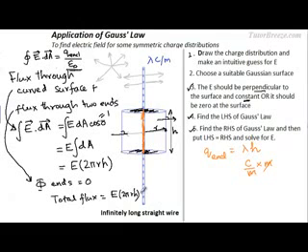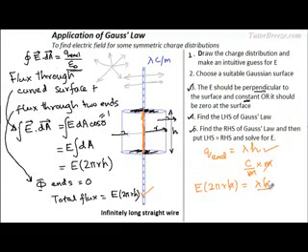Now we're going to equate the LHS with the RHS. So you have E times 2 pi r h equals lambda times h over epsilon naught. So this works out to be, this gives us E equals lambda over 2 pi r times epsilon naught, and this field is a vector, and the direction is along a unit vector in this direction.